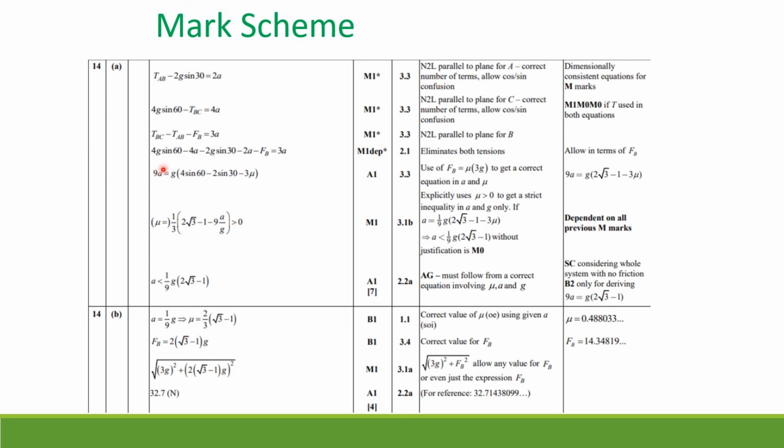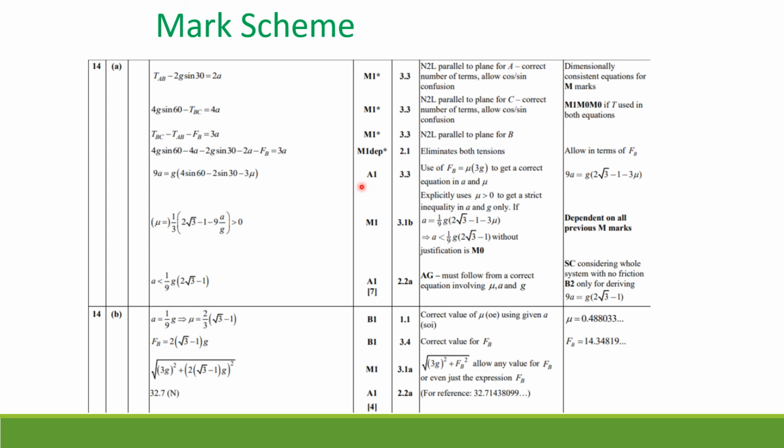The mark scheme on this question shows that there is a method mark for getting TAB minus 2g sine 30 is equal to 2a, so that gives you one method mark. You get your second method mark for getting 4g sine 60 minus TBC is equal to 4a. A third method mark for getting TBC minus TAB minus friction is equal to 3a. Your next method mark comes from substituting in these values. And then you get an answer mark for getting 9a is equal to g bracket 4 sine 60 minus 2 sine 30 minus 3 mu.